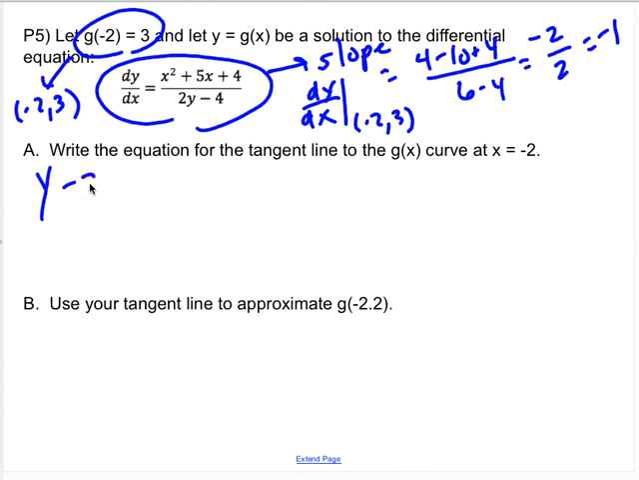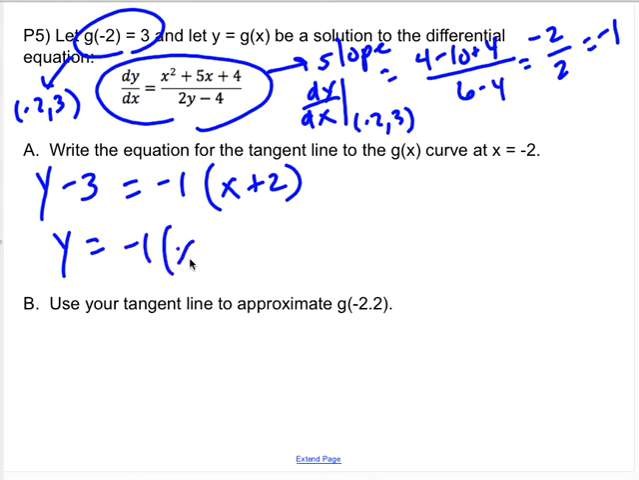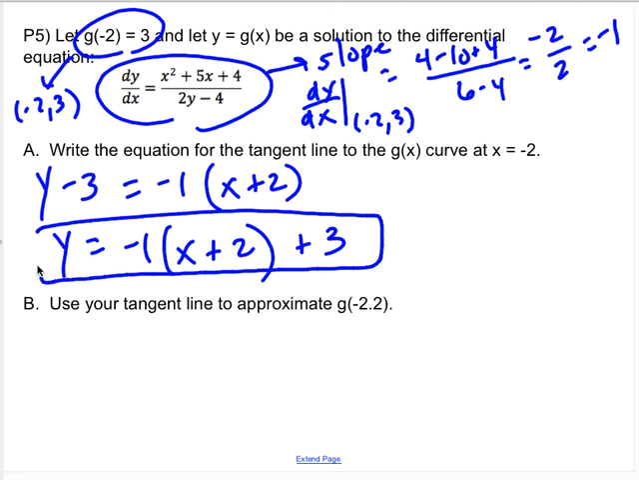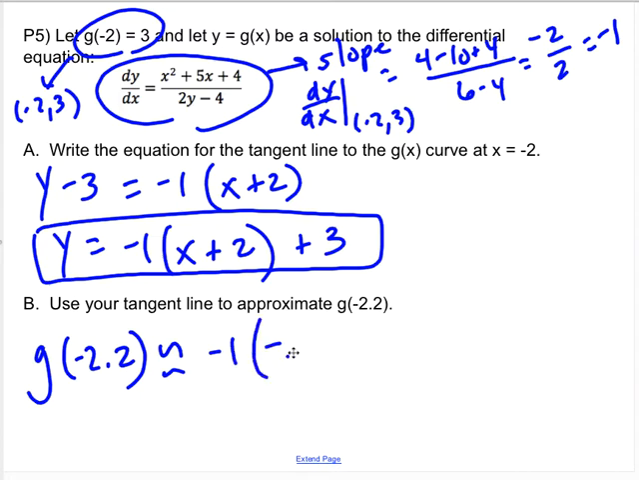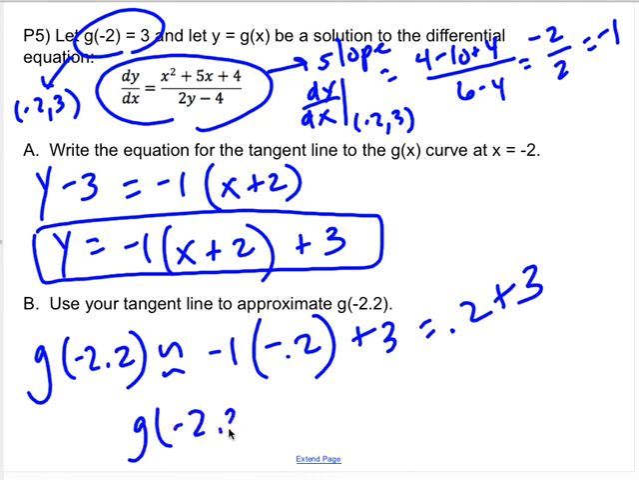So y minus the y value equals my m, x minus the x value. I'll add the 3 over to make my life easier. So it's going to look like this. Then I'm using that value to approximate g of negative 2.2. So that's going to be negative 1 times a negative 0.2 plus 3, which is a 0.2 plus 3. g of negative 2.2 is approximately 3.2.